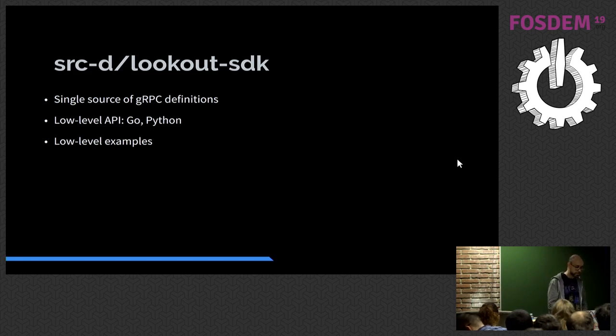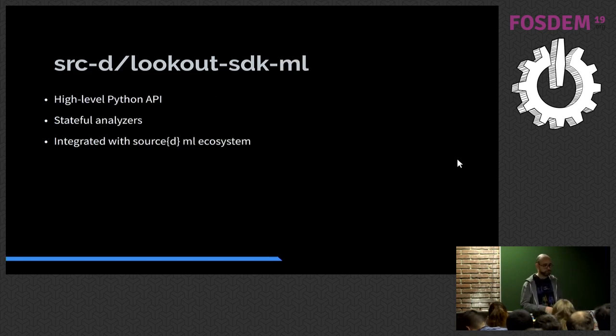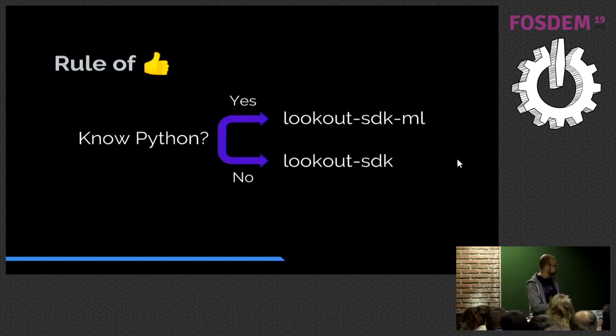That's no problem. SDK-ML only supports stateful analyzers, and it's written in Python. It's also integrated with the rest of the sourced ML on code ecosystem. We have a few projects written in Python for code analysis, for doing ML on code, and it works seamlessly with that because everything is in Python and everything is integrated. As a rule of thumb, if you know Python, just use SDK-ML and don't bother.